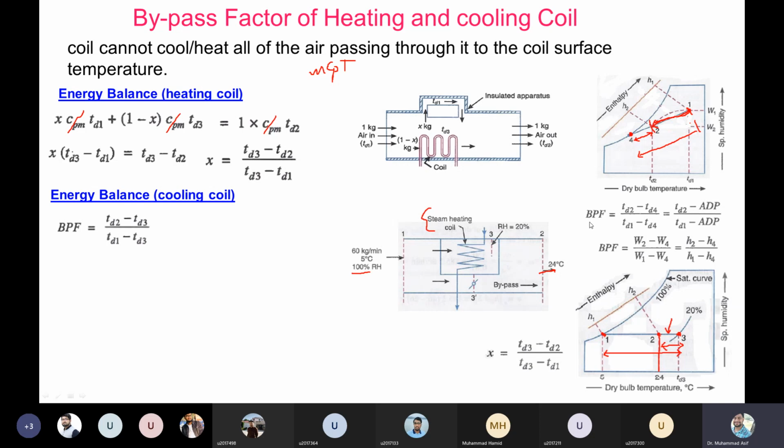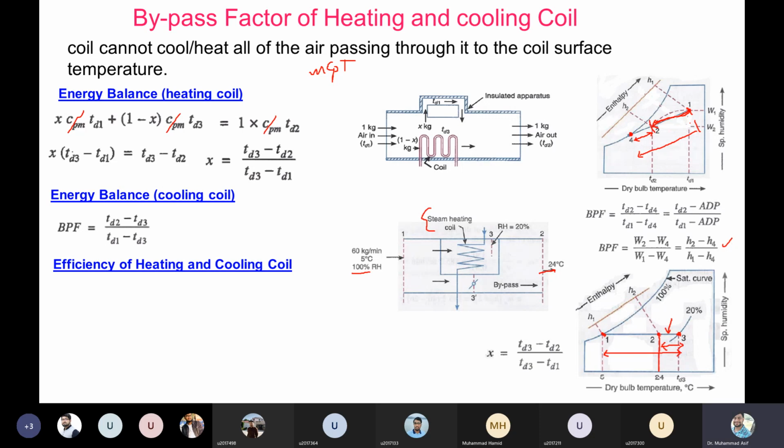We can also represent the bypass factor, instead of in terms of dew point temperature, in terms of omega value. I mean, instead of TD2, we can also represent omega 2 minus omega 4, because that ratio will be the same. Similarly, sometimes you can represent it in terms of enthalpy as well. You will get the same fraction.